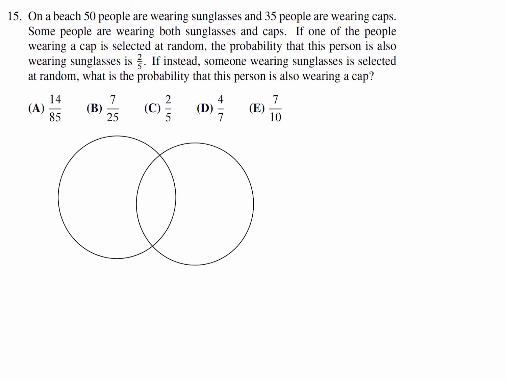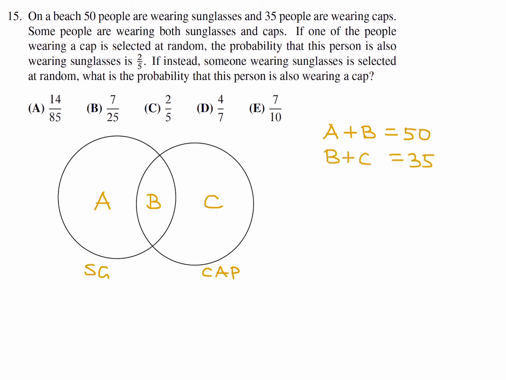So again, this circle will be the sunglass circle, and this one will be the cap circle. So I'll label the regions A, B, C. Okay. So the question basically tells me that A plus B is 50. And B plus C is 35.